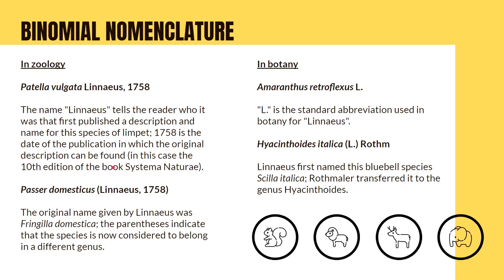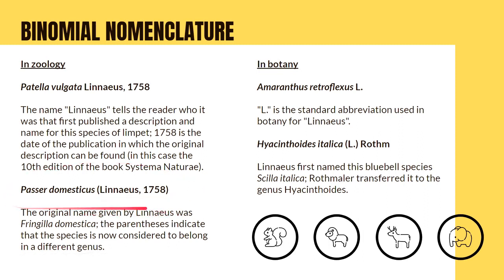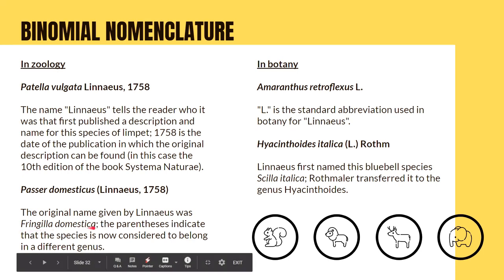Sometimes you can see the name in open and close parentheses. It means that the original name given by Linnaeus for this organism, which is Fringilla domestica, is now considered to belong to a different genus, or they have reassigned the organism. So that's for animals.